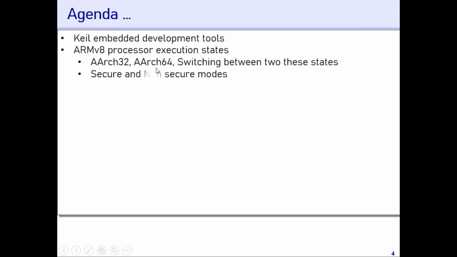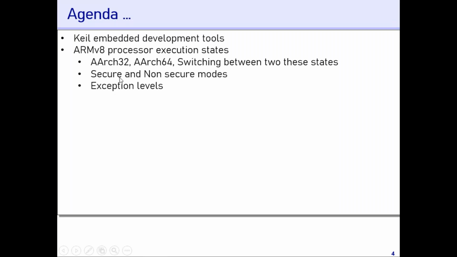Then we'll also discuss the ARM V8 processor execution states, like what is AArch32 and AArch64, and how we switch from one execution state to another. Then we'll talk about secure mode and non-secure mode, and in that context we'll also talk about what is ARM TrustZone. Then we'll talk about exception levels. ARM V8 based processors can work in 4 exception levels: exception level 0, 1, 2, and 3. What is the significance of this, and how do we switch from one exception level to another? We'll also discuss that.